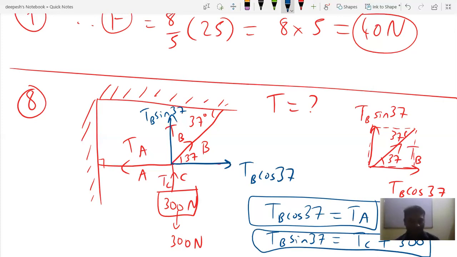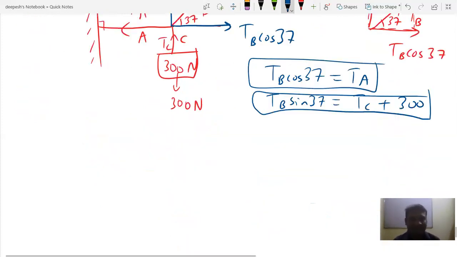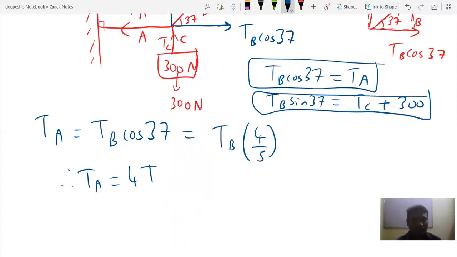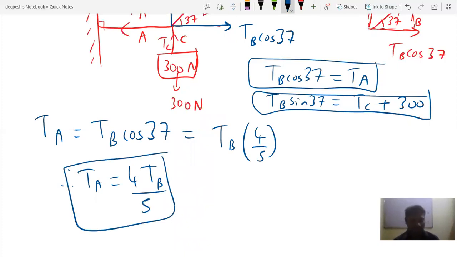So first let us calculate the value. Let us find the relation between TA and TB. So we found TA. It is TB cos 37, which is TB into 4/5. So TA is 4 times TB upon 5. This is our first relation.